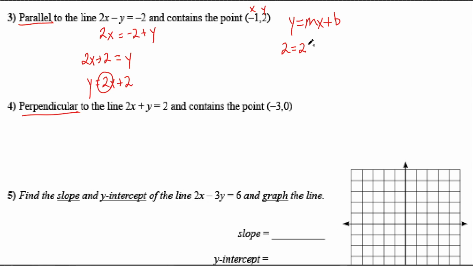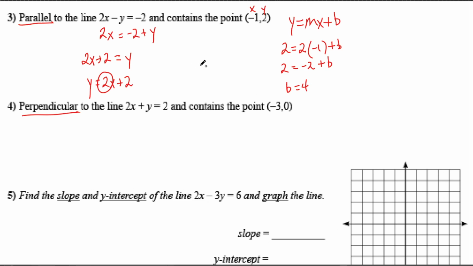So 2, and then the x is -1, and now we're going to find what that b is, just like we did in the other problem. So let's do this kind of quick. That's -2 plus b. Add a 2 to both sides. b is 4. So now, that's not our answer.